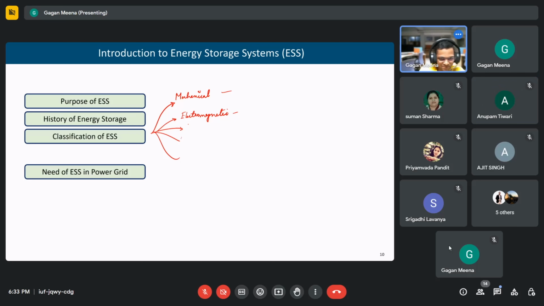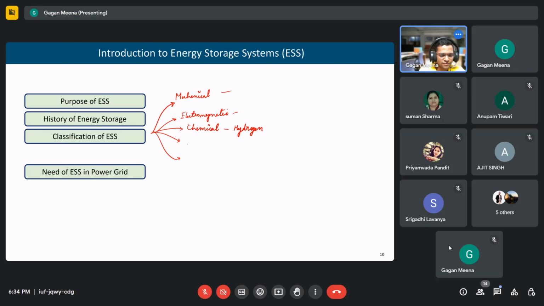One is chemical, for example hydrogen or synthetic fuels. Ammonia is also being considered as a chemical storage, because we are already using ammonia in industries. Handling ammonia is easy. We have experience of using it for several decades, so ammonia is also being considered.